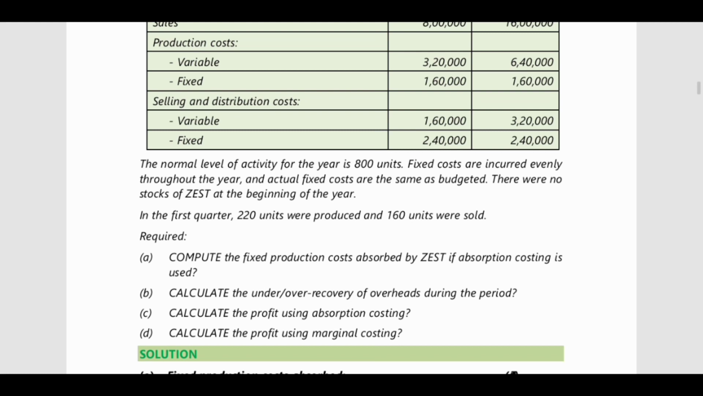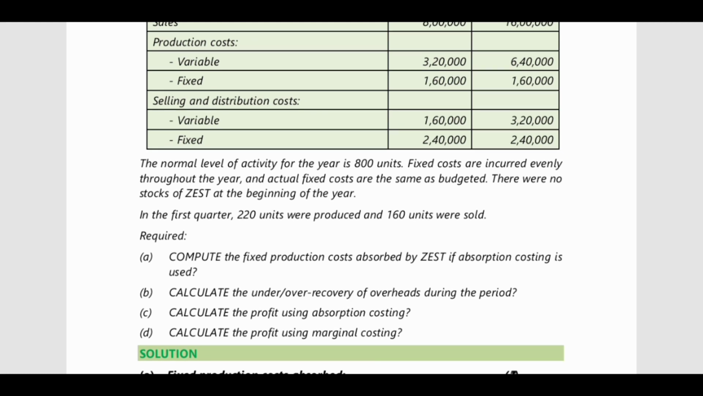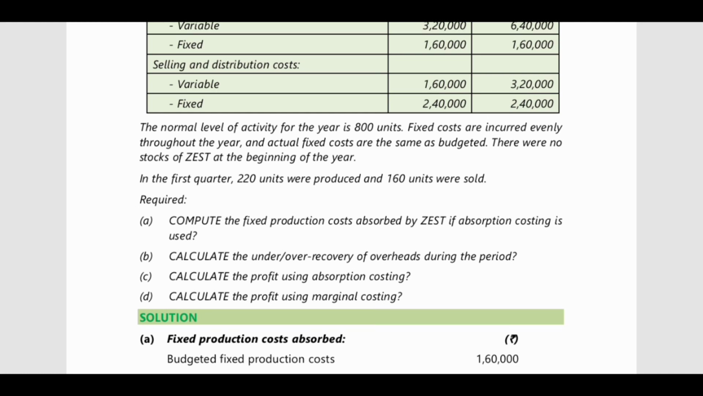Now they are telling that the normal level of activity for the year is 800 units. That is, normal capacity is 800 units. Now, they have said that fixed costs are incurred evenly throughout the year, and actual fixed costs are the same as the budget. And there were no stocks for the Zest at the beginning of the year. That means there was no opening stock.